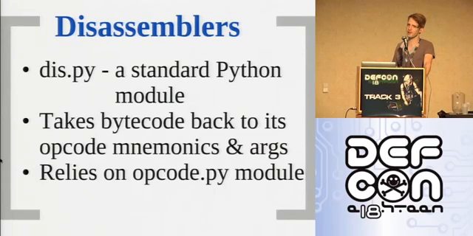disassemblers. There's dis that comes standard with Python. The representation that you saw from source code to instructions, that was just done using dis. It will just dump out the bytecode for you. The important thing is it relies on opcode.py, which is the Python level module which gives you those number to instruction mappings.